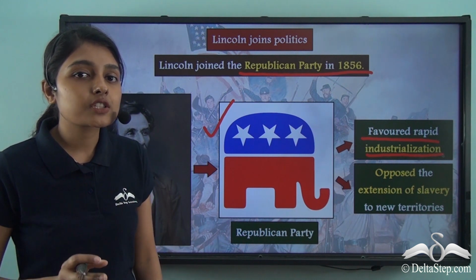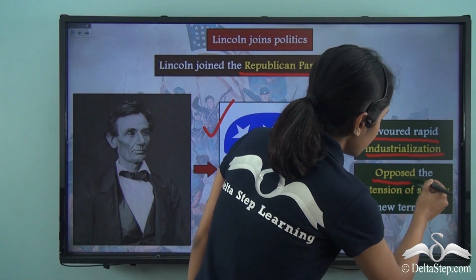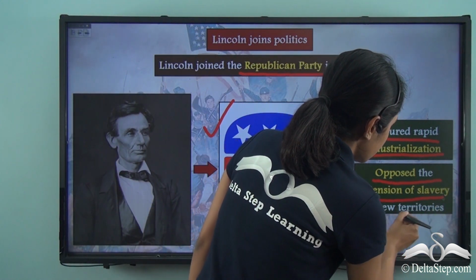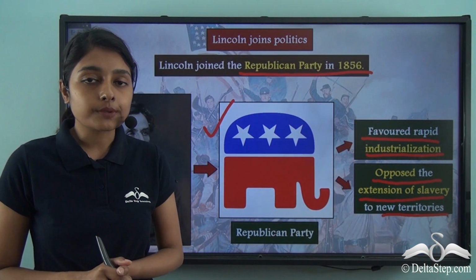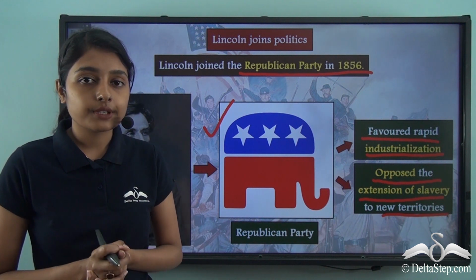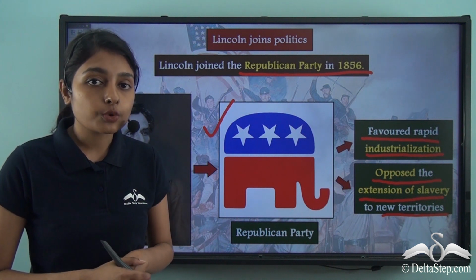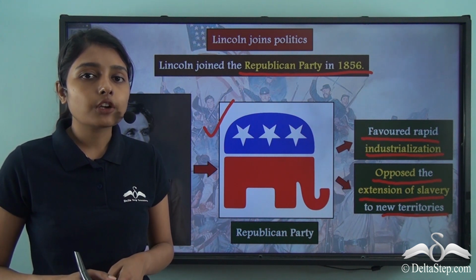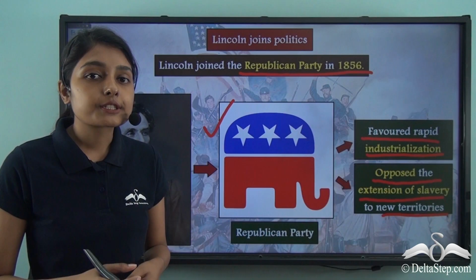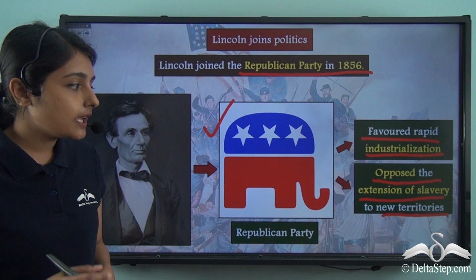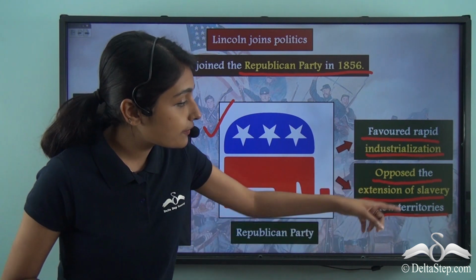Along with that, he also had another thought in mind. The Republican Party opposed the extension of slavery to new territories. The Republican Party was very liberal in nature. It was anti-slavery. That is to say, it proposed the abolition of slavery altogether. The Democratic Party, on the other hand, thrived on the continuance of slavery. But by joining the Republican Party, Abraham Lincoln now started opposing the extension of slavery.